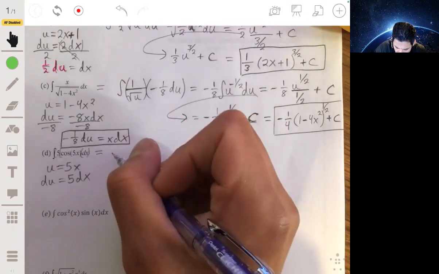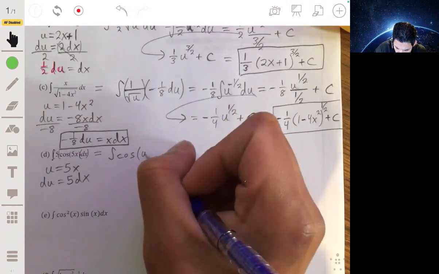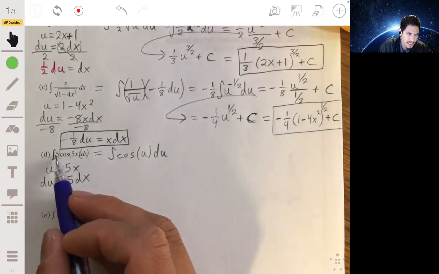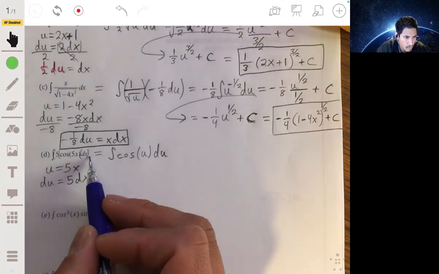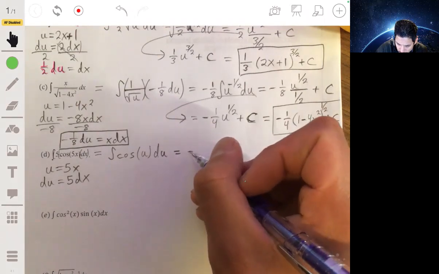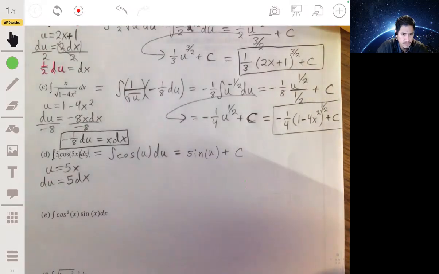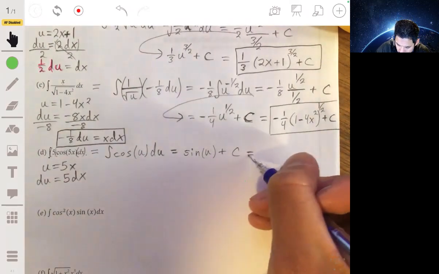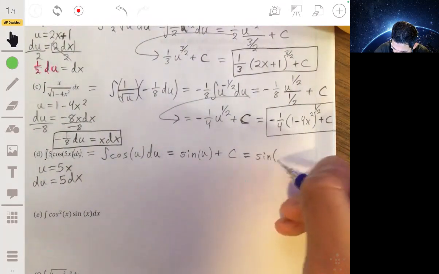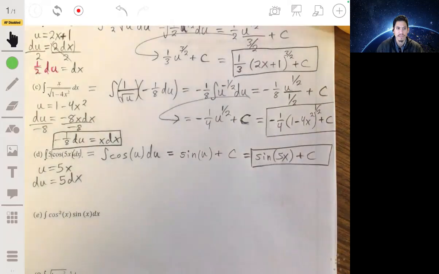So this is simply the integral of the cosine of u du. You don't need to divide or multiply or do anything like that because the 5 dx is actually in the integral. We find the antiderivative of the cosine of u, which will be the sine of u plus c. And we rewrite this in terms of x. So we substitute 5x for u. Sine of 5x plus c will be then our final answer.